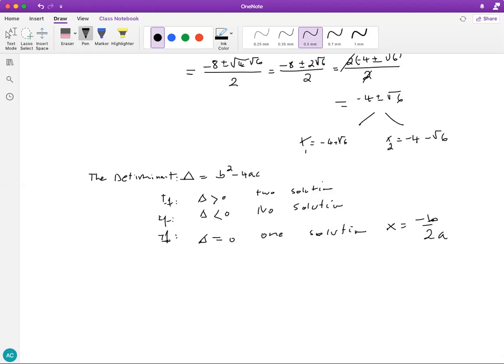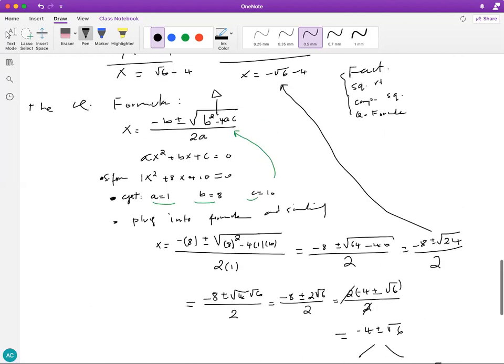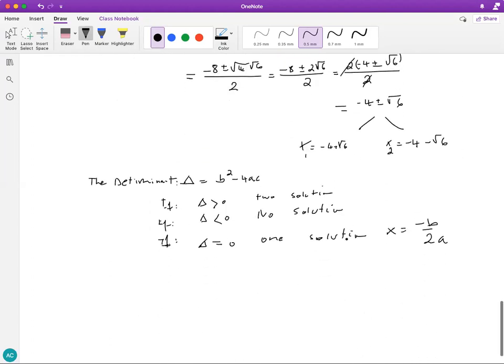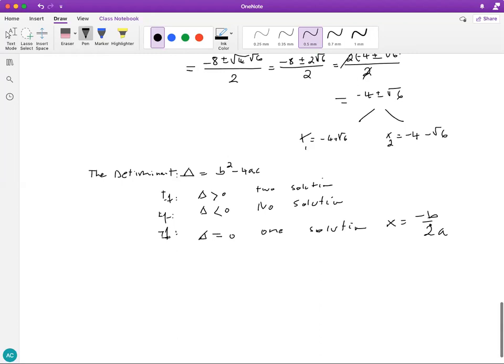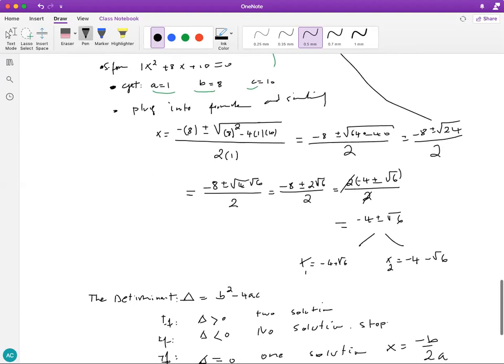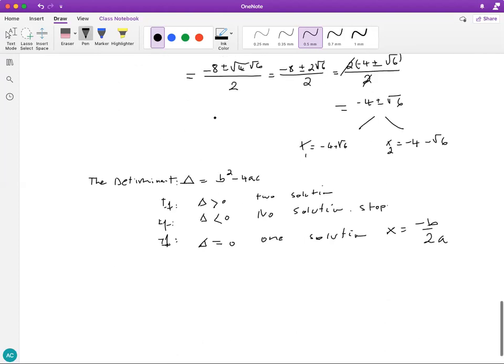And again, you know where to get negative b and 2a. You get them from your equation. This is b, this is a. So if delta is 0, the equation becomes a lot shorter. You can do it right away. If delta is less than 0, no solution. So you stop here. You don't have to do anything else. That's it. But make sure you get that right. You got the sign right. That's why I said be very careful with your signs when you plug in and get the values a, b, c.